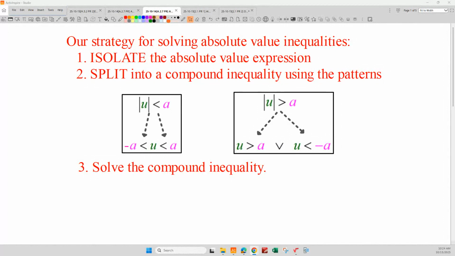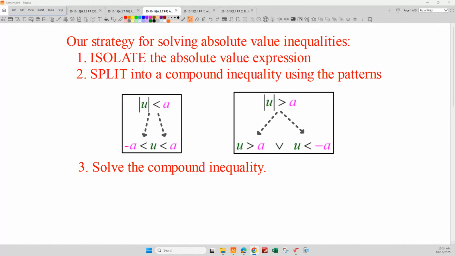So whether we're solving an absolute value equation or inequality, the three steps are always the same, right? Step one, we're going to isolate the absolute value. Step two, we're going to split it into two non-absolute value things. And then step three is we're going to solve those things just using regular algebra.